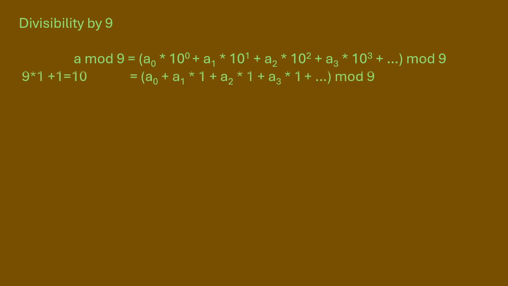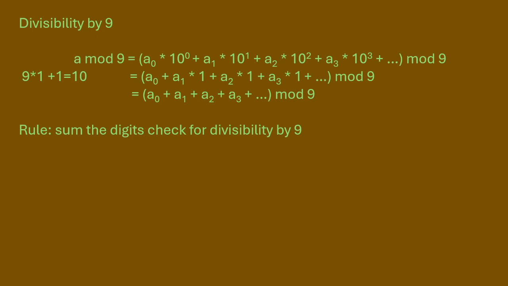For divisibility by 9, this one's similar to divisibility by 3. So we start off like we normally do. We note that 10 mod 9 is 1. We then substitute 1 in for all of our 10s, giving us the digit sum. So for our rule, we look at the sum of the digits and check for divisibility by 9.